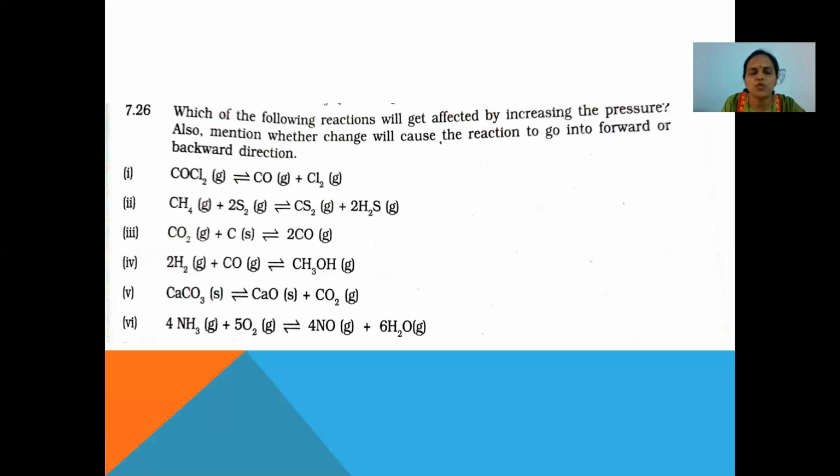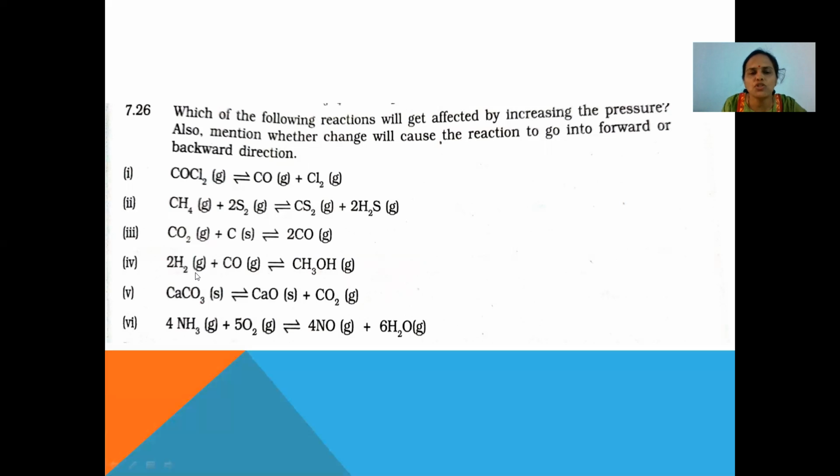Similarly, take the case of CH4 plus 2S2 gives CH2 plus 2H2S. So here the number of moles on the product side is 3. The number of moles on the reactant side is also 3. So no effect will be there. Next, carbon dioxide plus C gives 2CO. The number of moles on the product side is 2 and on the reactant side is 1. So 2 is greater than 1. So with increase in pressure, the reaction proceeds in the backward direction.